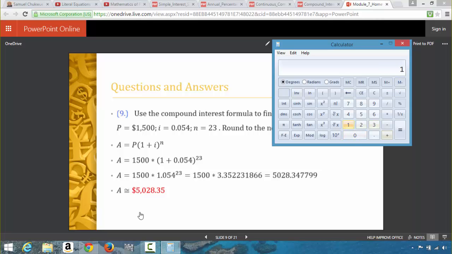You do 1 plus 0.054. It gives you 1.054, and you press x raised to power y. Okay, 23, equal to. Each one you do equal to. That is the way to do it.